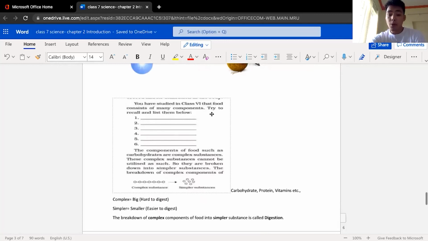So, then the chapter about food. We have studied in class 6 that food consists of many components. Try to recall and list them below.